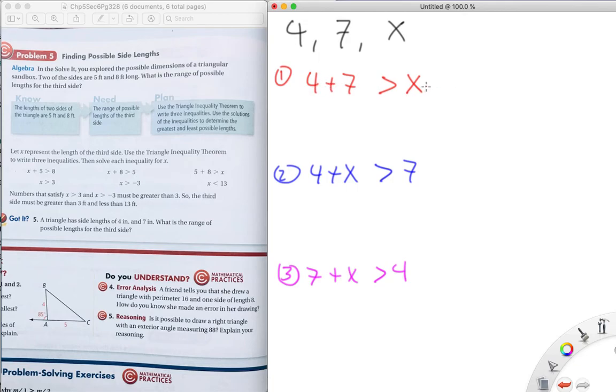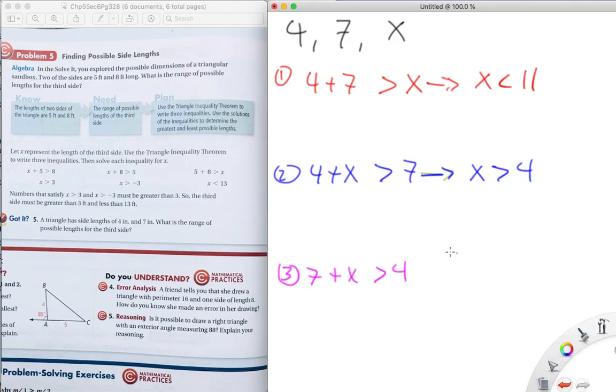I add 4 and 7 together and I get 11. So x can be less than 11. So I'm flipping the sign here, following the x. So x is less than 11. So that's the biggest it can be. Over here, what in the world? I'm going to subtract 4 from both sides, and I get x is greater than 4. So that's the smallest it can be. It can be no smaller than 4 and no bigger than 11.